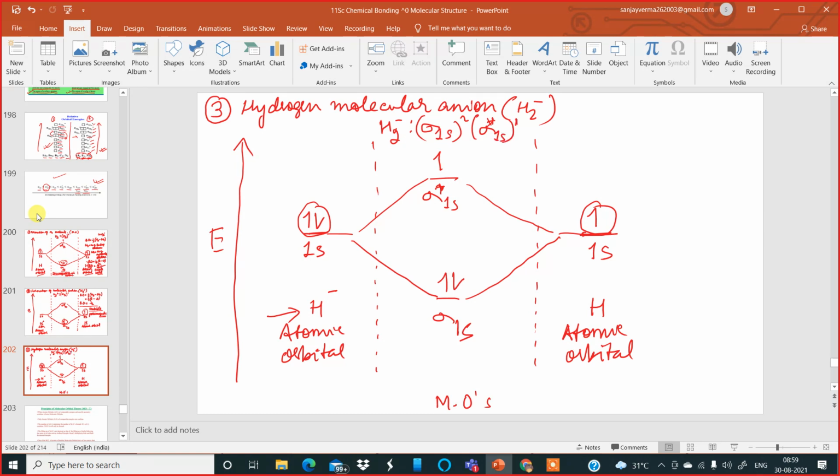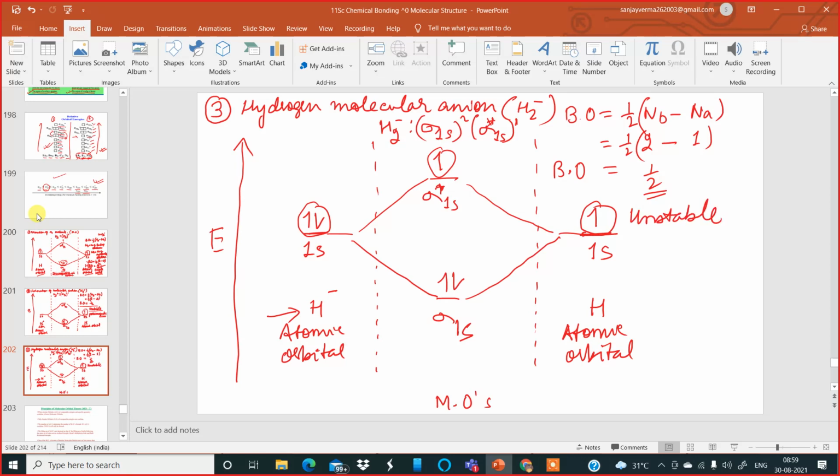After that we calculate the bond order. Every time, the first thing you have to do is calculate the bond order. So bond order is half (Nb minus Na). Number of bonding electrons is 2, minus number of antibonding electrons, which is 1. So 2 minus 1 is 1, and I'm getting half again. So the bond order is coming to half, which means it is an unstable molecule. The stability is less.